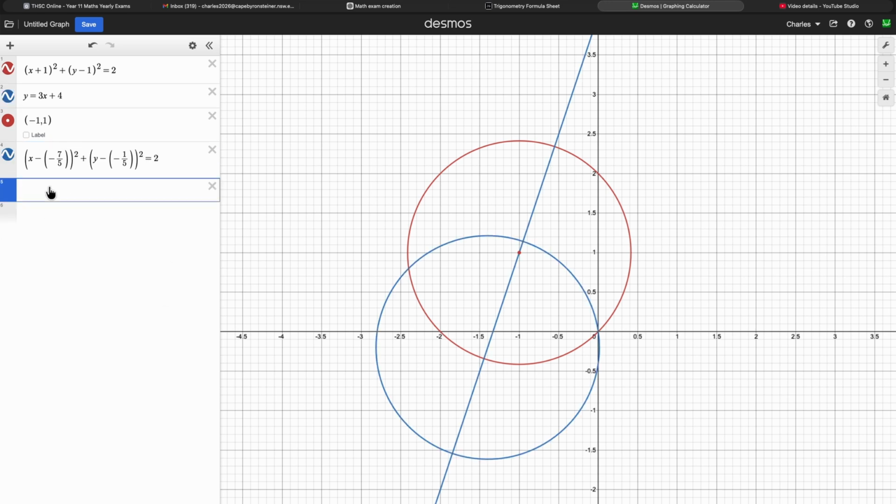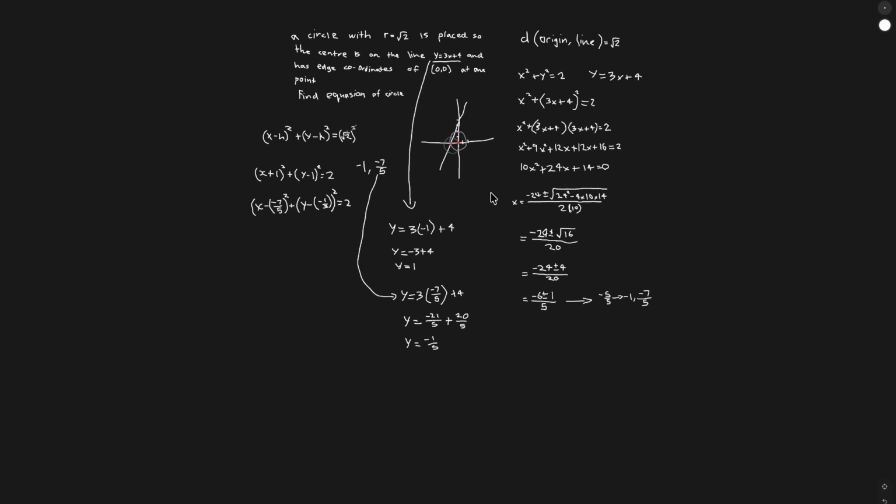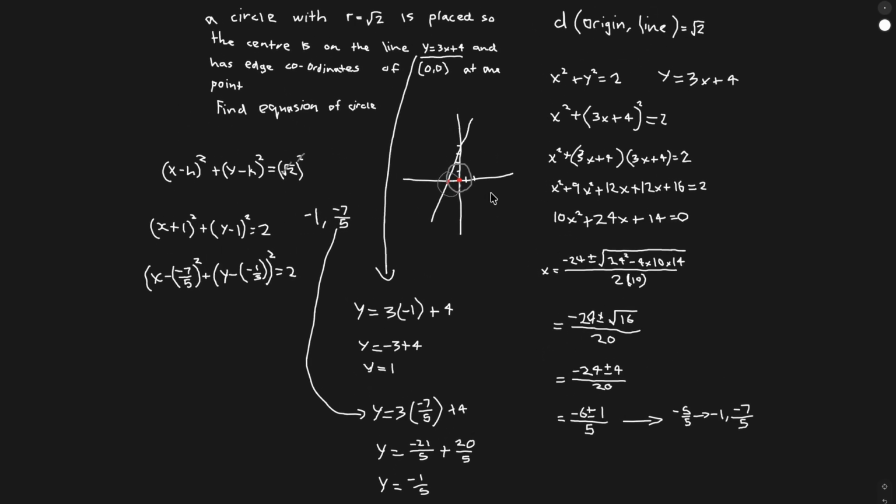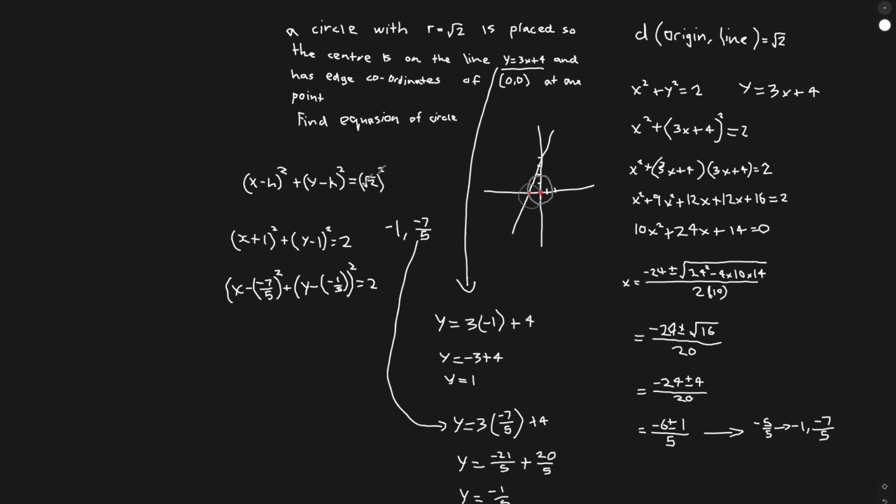Now if we put a dot at negative 7 on 5 and negative 1 on 5, that there is the center of this blue circle. Let's do that. So now we have solved. There we go. Not quite as hard as I thought, but still a very fun question. There we go. I'll see you guys in the next one.